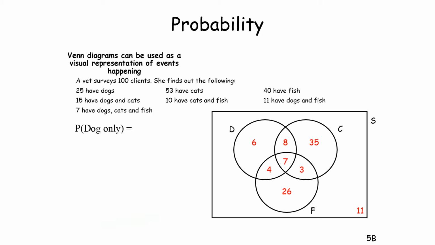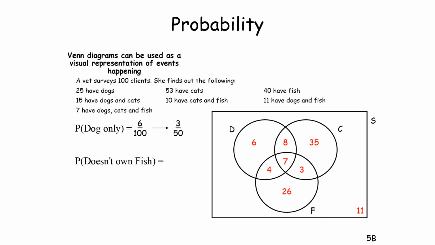So now we ask the question, what is the probability of a client having dog only? So dog only would be that 6 out of 100. Don't include the other numbers because that's not dog only, that includes other animals too. So it'll be 6 out of 100, which you can simplify as 3 over 50.